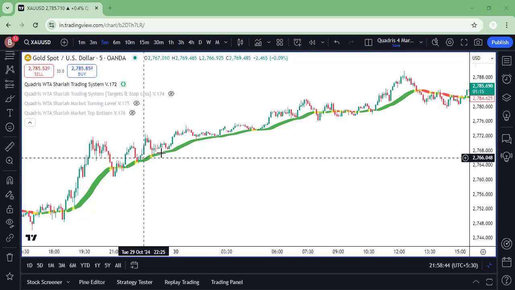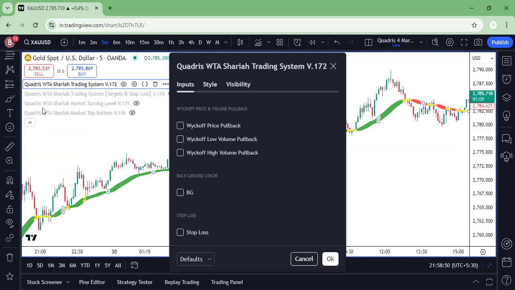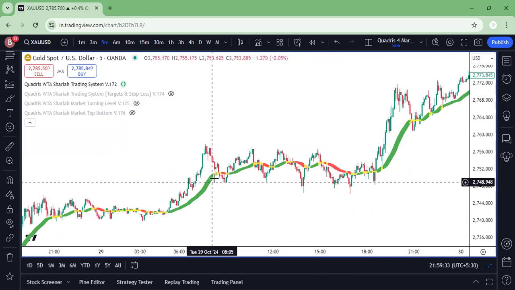So, what this particular tool has to offer, as you can see, it shows Wyckoff price and volume pullback. You have three check boxes: one is Wyckoff price pullback, one is Wyckoff low volume pullback, and one is Wyckoff high volume pullback. Here no box is checked, so you won't get any. You would see the default price plotted.